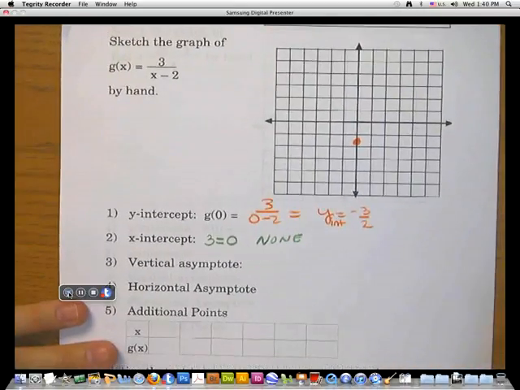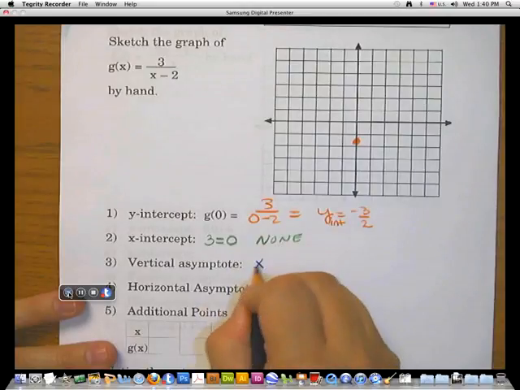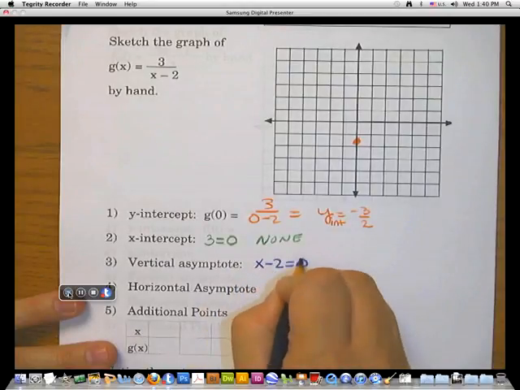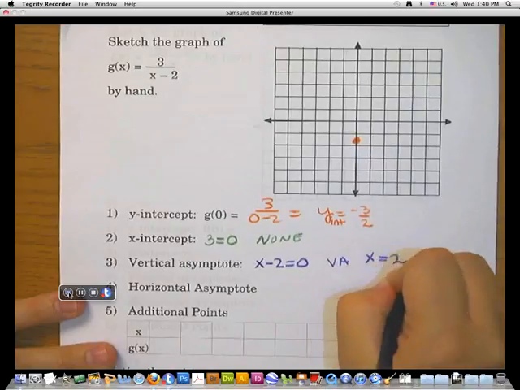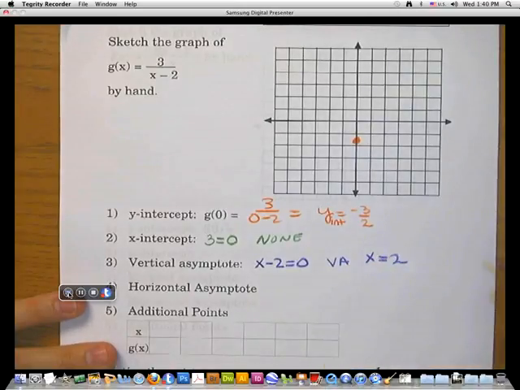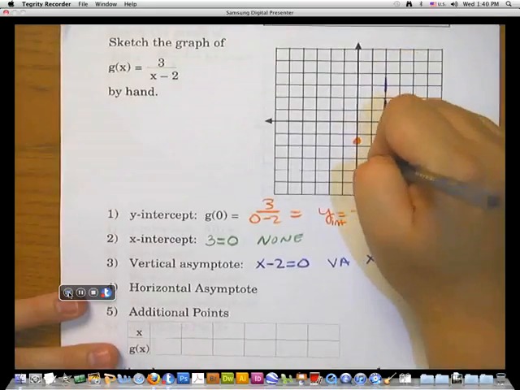The vertical asymptote is the denominator equal to 0. So the vertical asymptote is when x is 2. So I'm going to come up here at 2, and again our asymptotes are usually dashed lines.